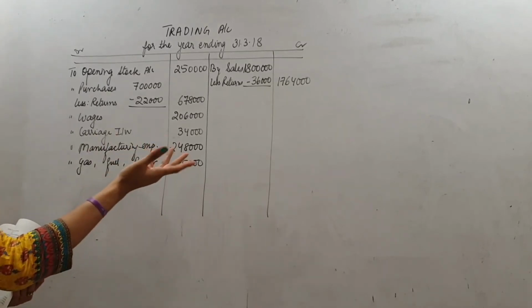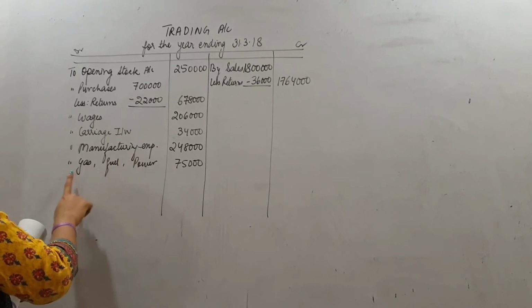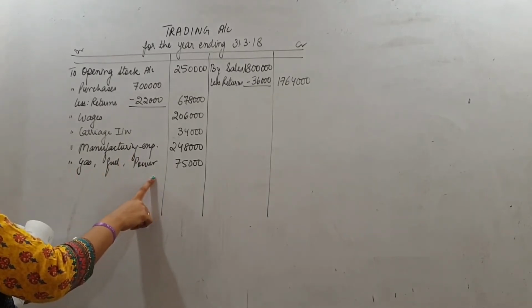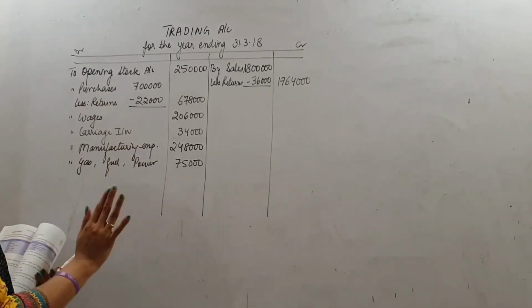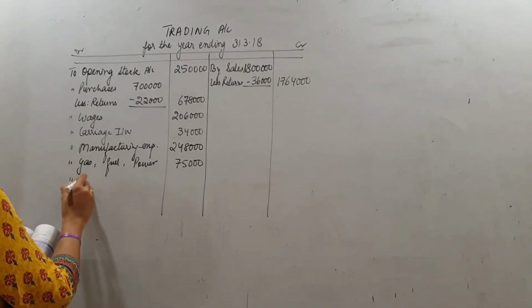What is the journal entry? Trading account debit to wages, to carriage inward, to manufacturing expense, to gas, fuel and power. We are all debiting this to the trading account. All expenses. Factory lighting, dock charges first.